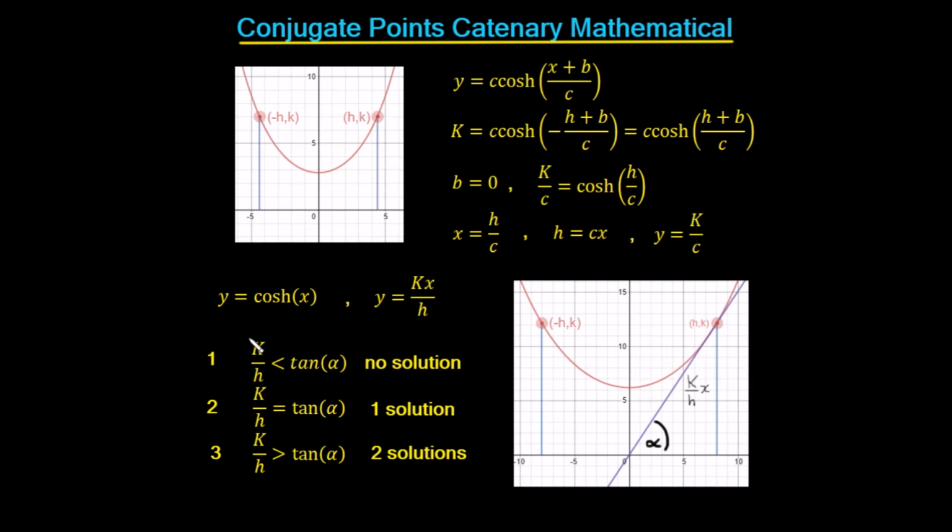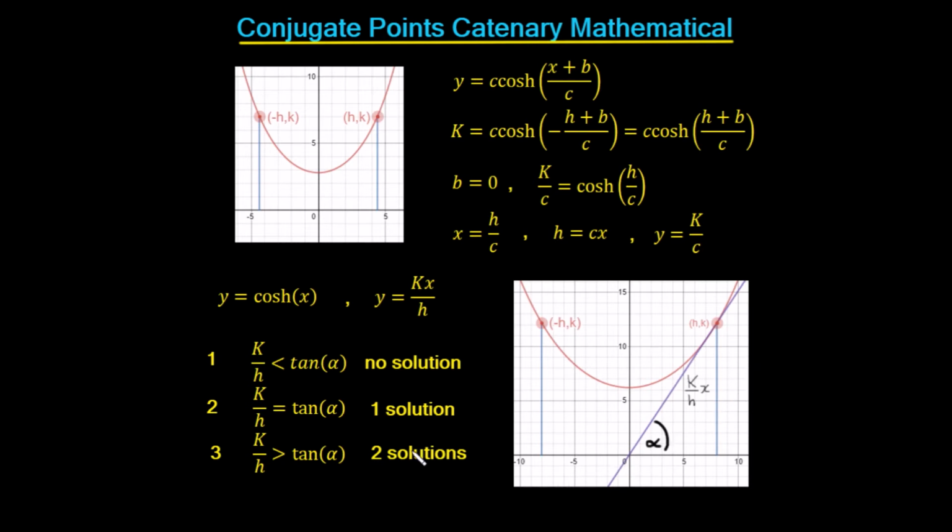The other option is k upon h is less than tan alpha. So if it's less than tan alpha, then we're going to have the line here that runs along at this angle, and when it runs along at this angle, it doesn't actually touch the curve, so there's no solution in that possibility.